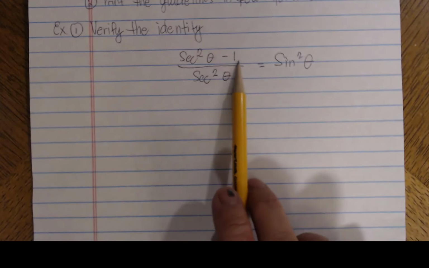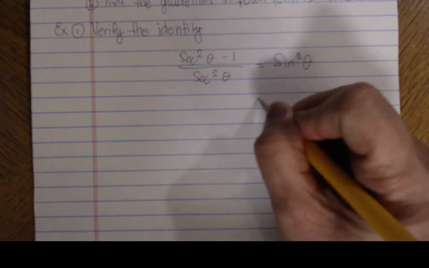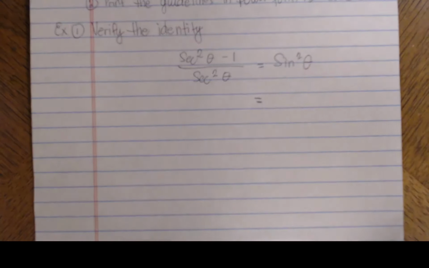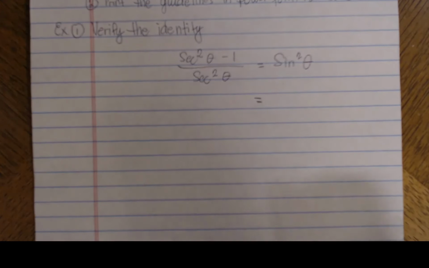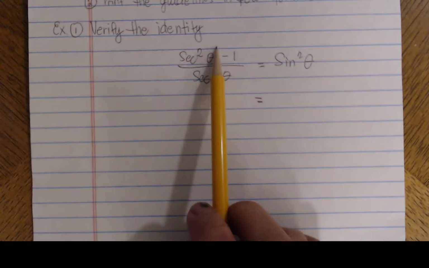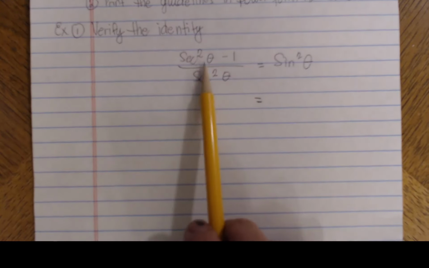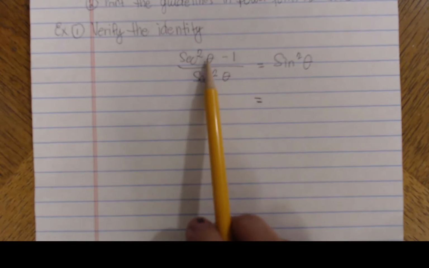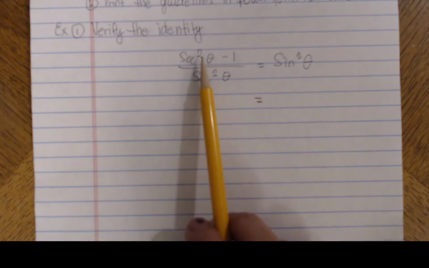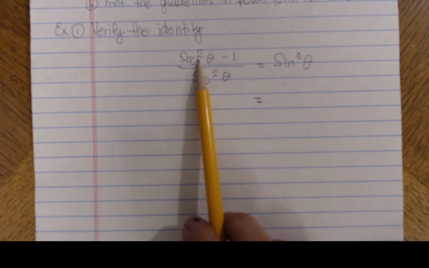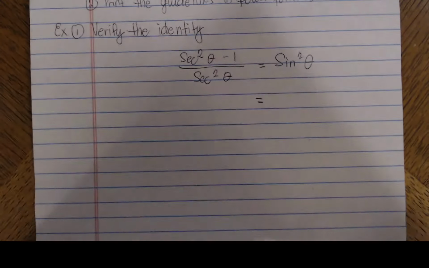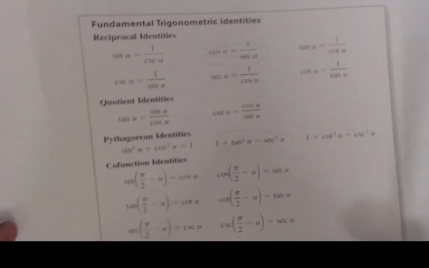So we're going to work on the left side because it is more complicated. Okay, so start with the left side. Check the numerator, secant squared theta minus 1. To me, every time it's a square, right away I'm going to go to my Pythagorean identity.